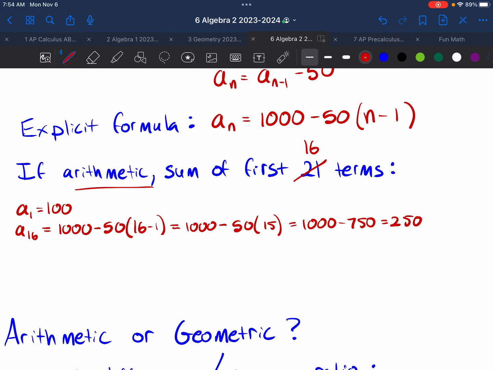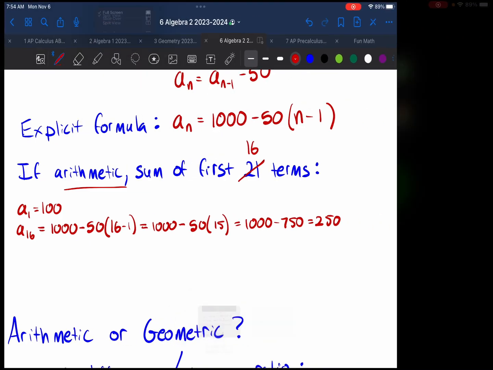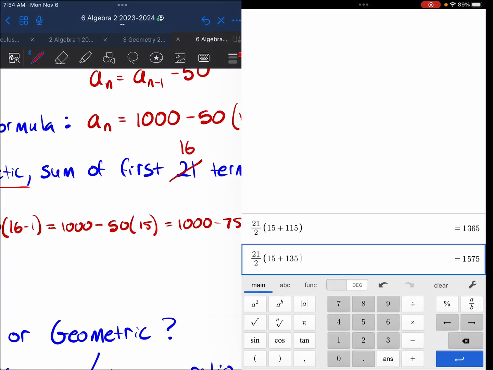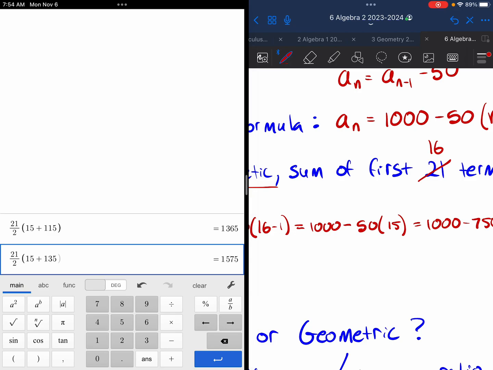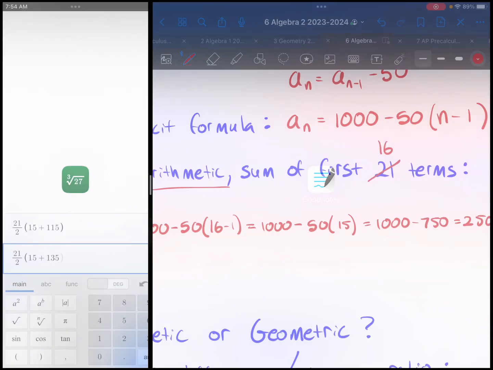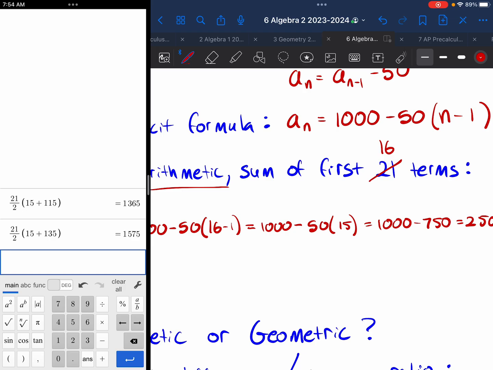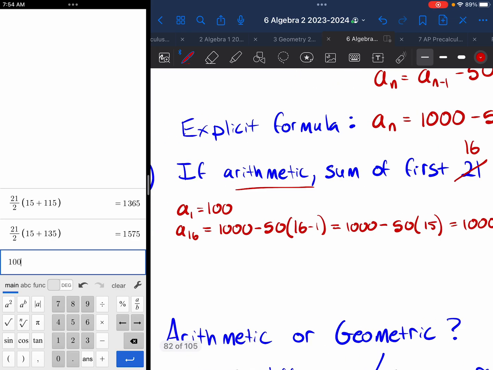I'm starting to doubt my math, and I know that I'm going to need to calculate it anyway, so I might as well pull it up now. Let's make sure that I've been doing this correctly. I like writing on the right-hand side because I'm right-handed, so that's why I'm moving the calculator off to the left. Let's just calculate 1,000 minus 50 times 15. Okay, I did get it correct.